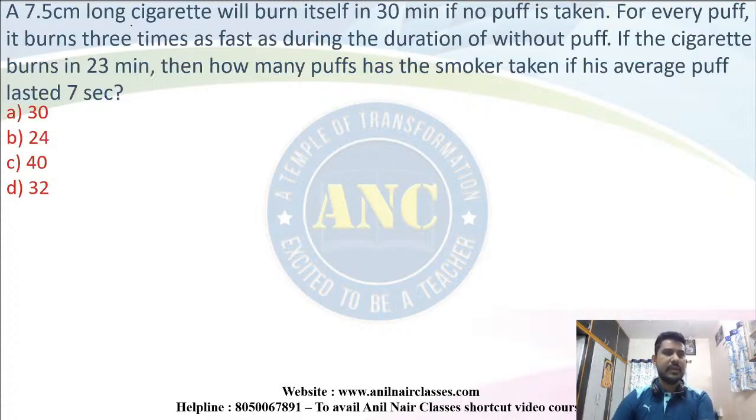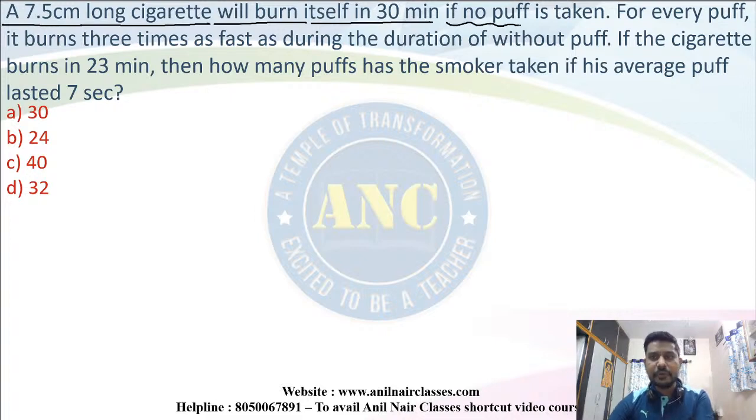Next question. A 7.5 centimeter long cigarette will burn itself in 30 minutes if no puff is taken. That means there is a smoker, and that smoker is not at all taking any puff to smoke that cigarette. If that is the case, the length of that cigarette is 7.5 centimeters, and it will burn in 30 minutes if no puff is taken.